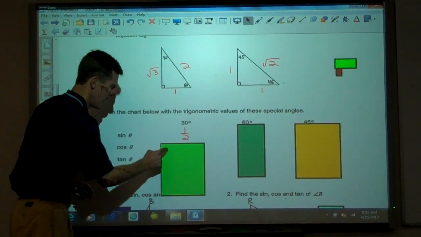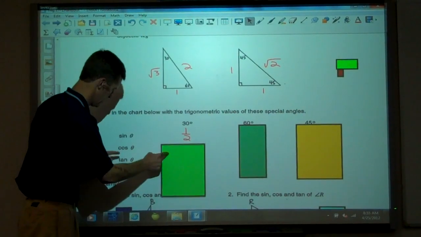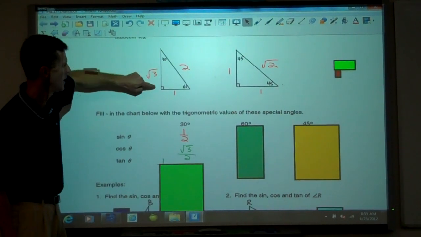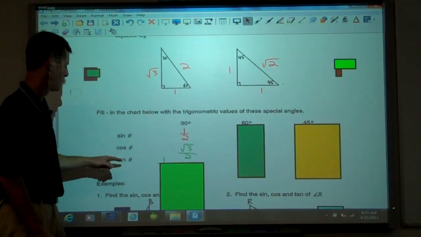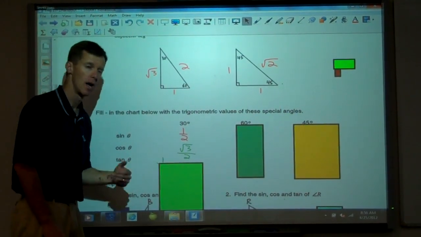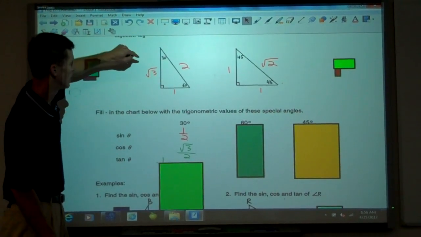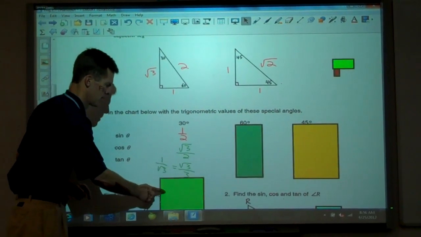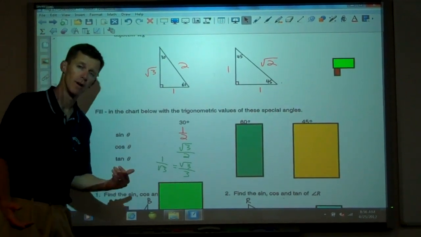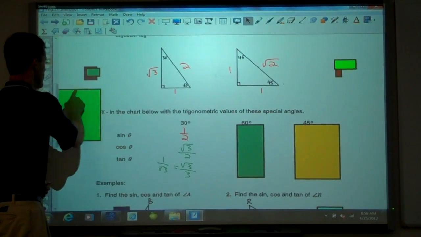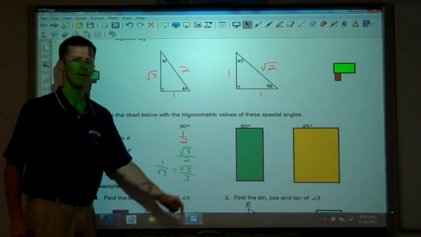Okay, we're back. And the cosine, hopefully you got root 3 over 2, adjacent to the 30 over the hypotenuse. And for the tangent, it's TOA, opposite over adjacent. So it would be 1 over root 3, which obviously equals root 3 over 3. Simple radical form. Right, Caroline? Yes. Okay. Go ahead and try the 60 now.